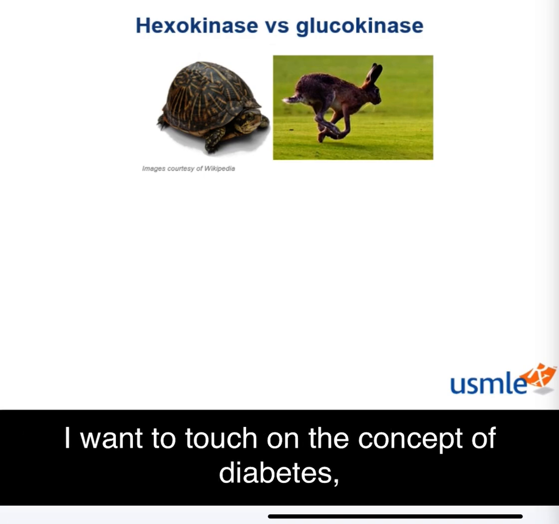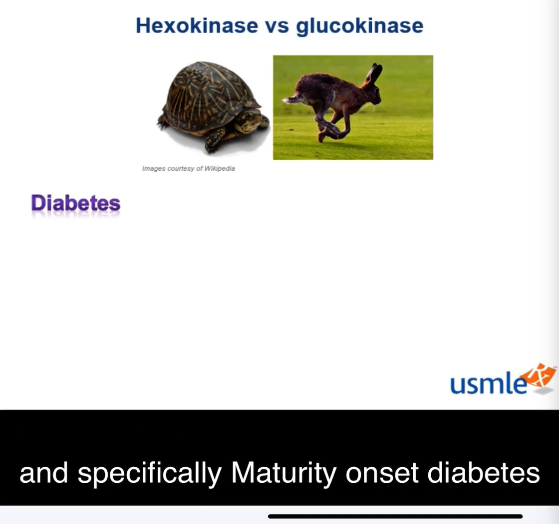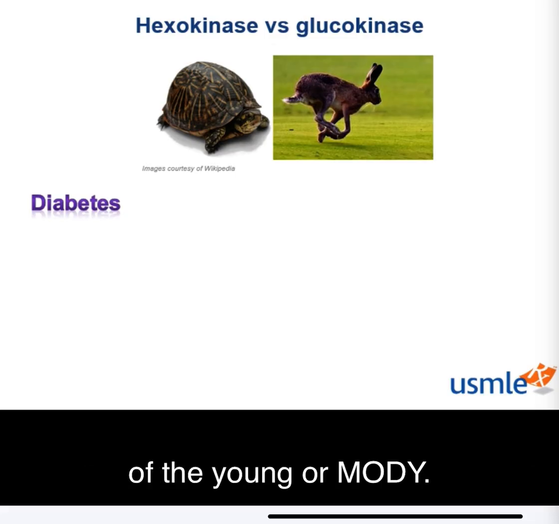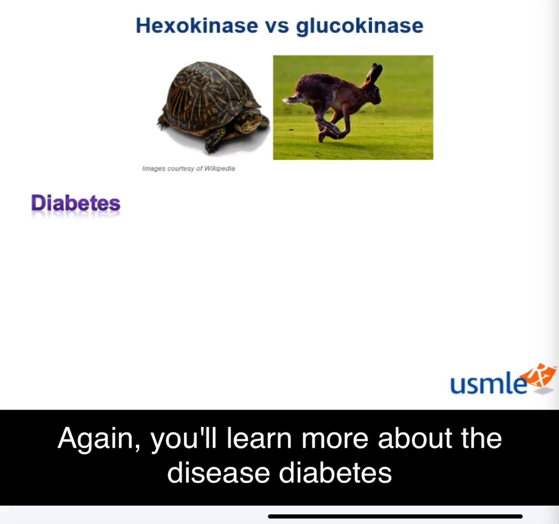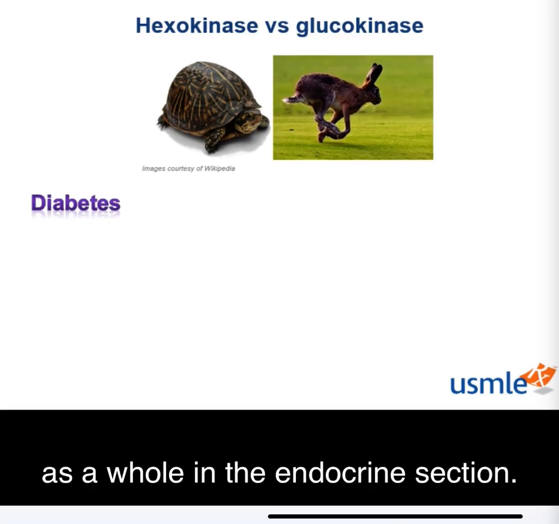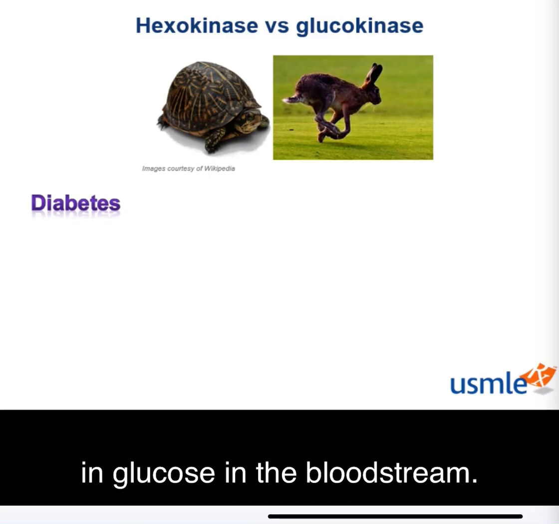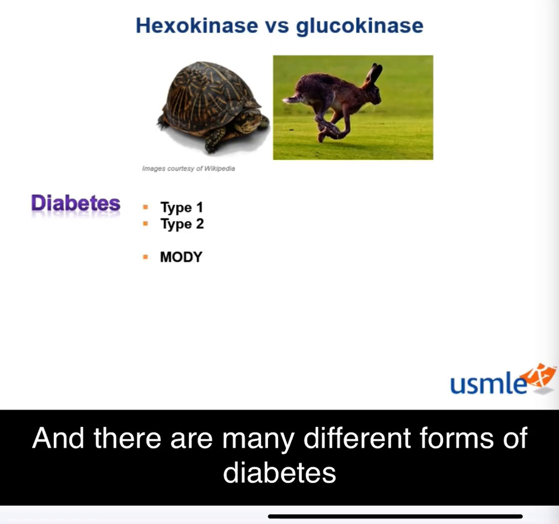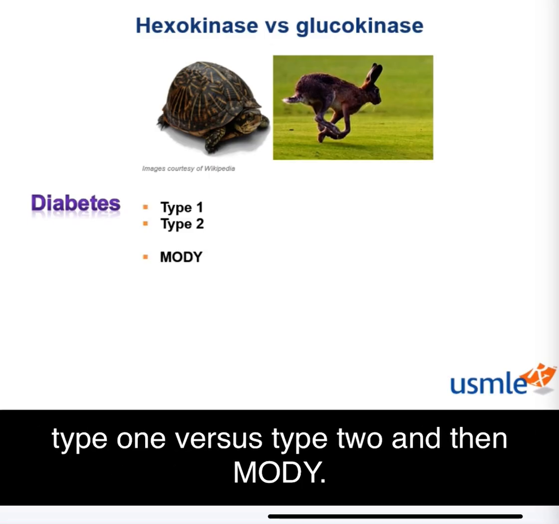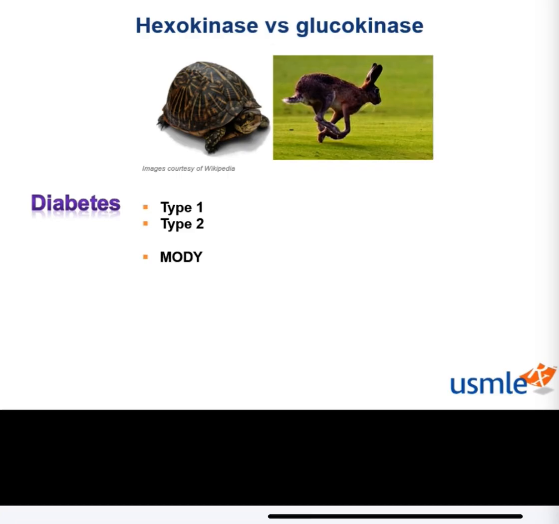I want to touch on the concept of diabetes, and specifically maturity onset diabetes of the young, or MODY. Again, you'll learn more about the disease diabetes as a whole in the endocrine section, but in a nutshell, diabetes results in an increase in glucose in the bloodstream, and there are many different forms of diabetes: type 1 versus type 2, and then MODY.